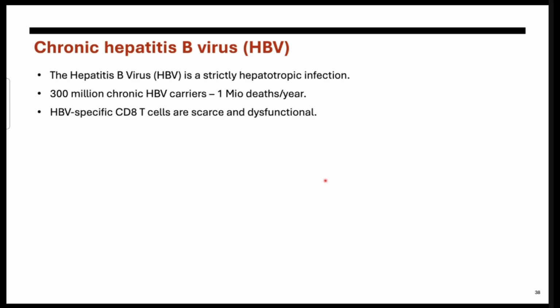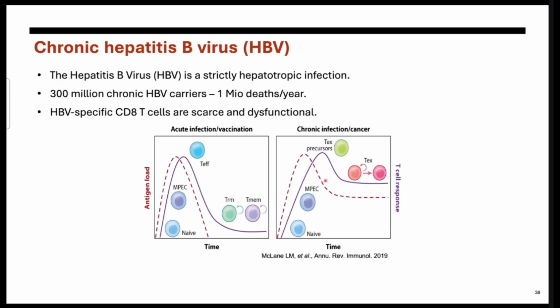So what is HBV? HBV is the hepatitis B virus. It infects primarily the liver. And the chronically infected HBV patients, there are 300 million patients reported over the years, and over 1 million people die every year. Why? Because HBV-specific CD8 T cells are very rare, because the immune system should protect us, but the immune system doesn't work because CD8 T cells are dysfunctional in chronically infected patients.